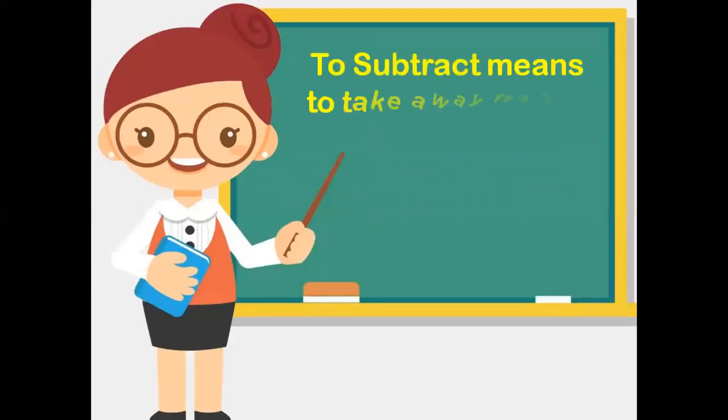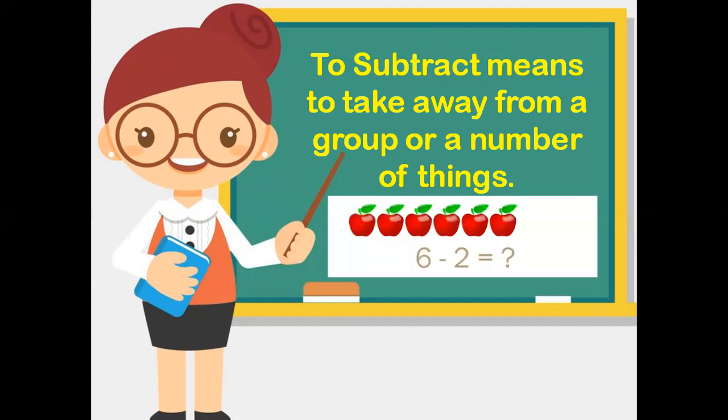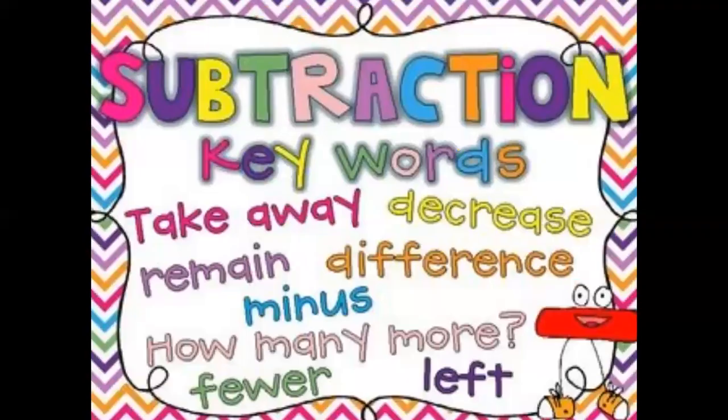Subtraction. To subtract means to take away from a group or a number of things. Here there are 6 apples in total. We have taken 2 apples. So the apples left is 4. 6 minus 2 is 4. Subtraction is removing some objects from a group.